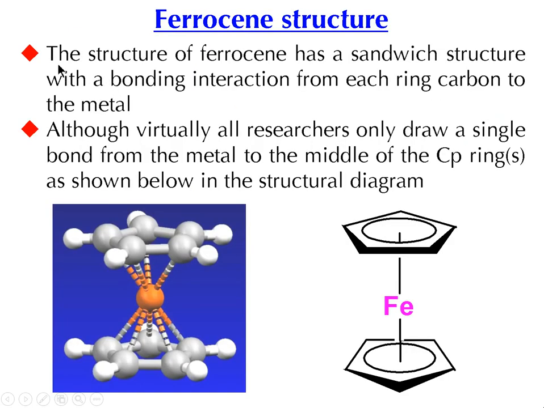The structure of ferrocene is a sandwich structure with a bonding interaction from each ring carbon to the metal. The researchers drew a single bond from the metal to the middle of the Cp ring, but the experiment, the X-ray diffraction, proved that the metal is bound to 5 carbon atoms from each side, and that makes the ferrocene highly stable.